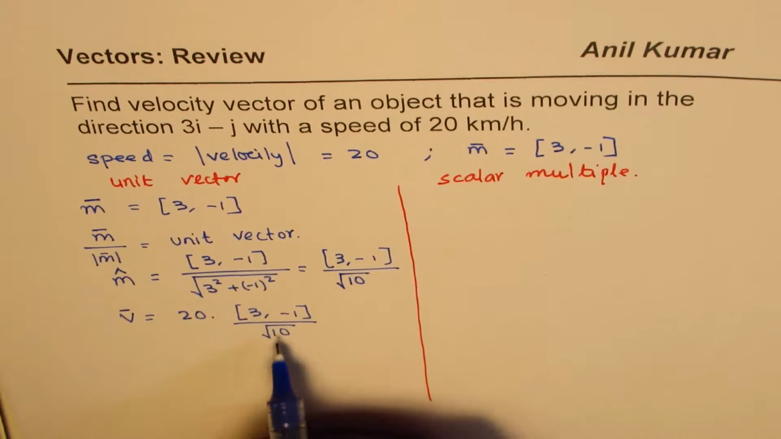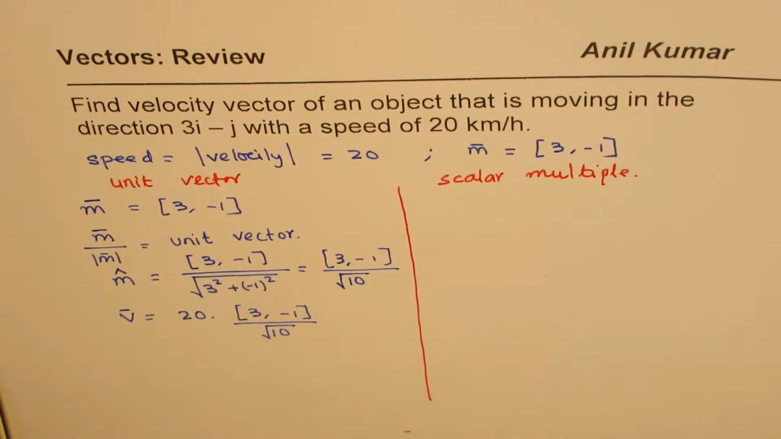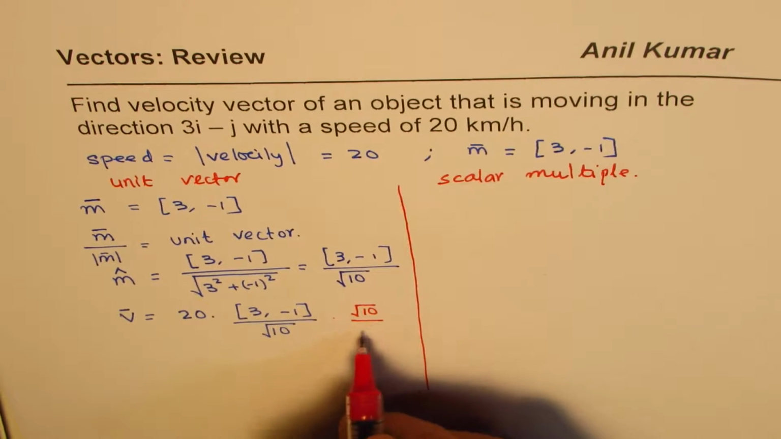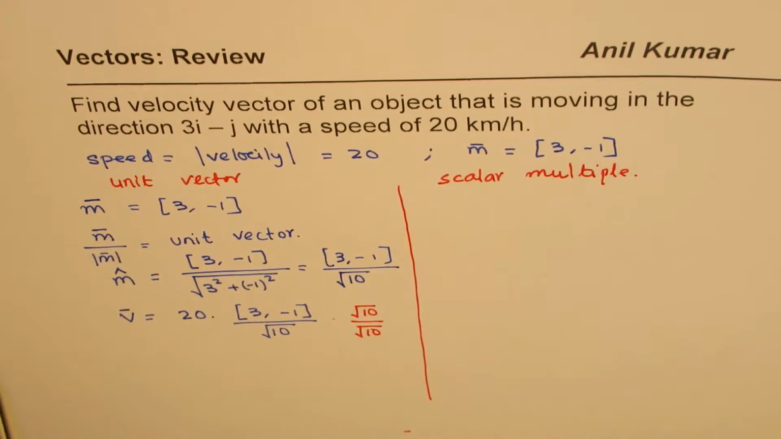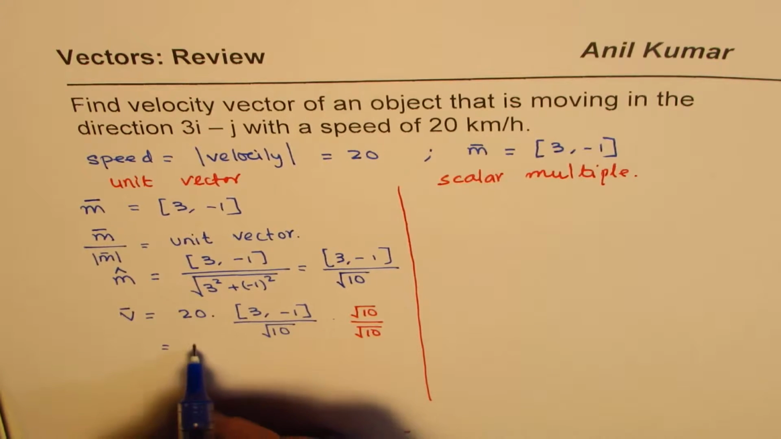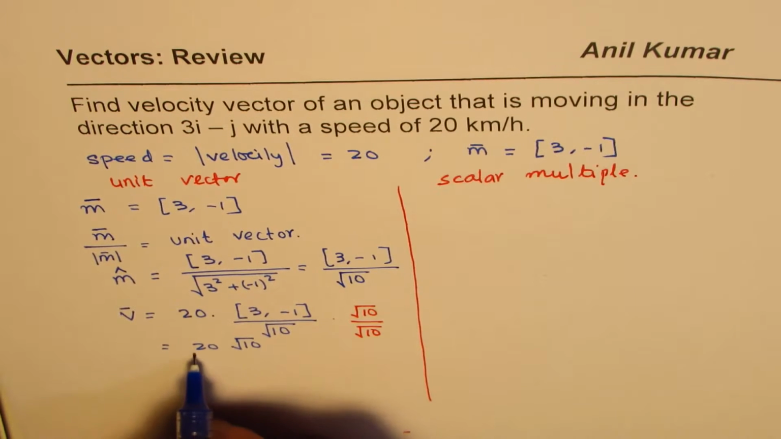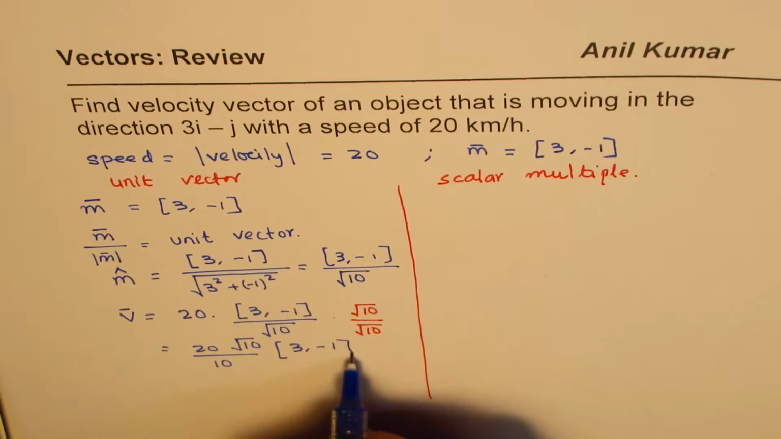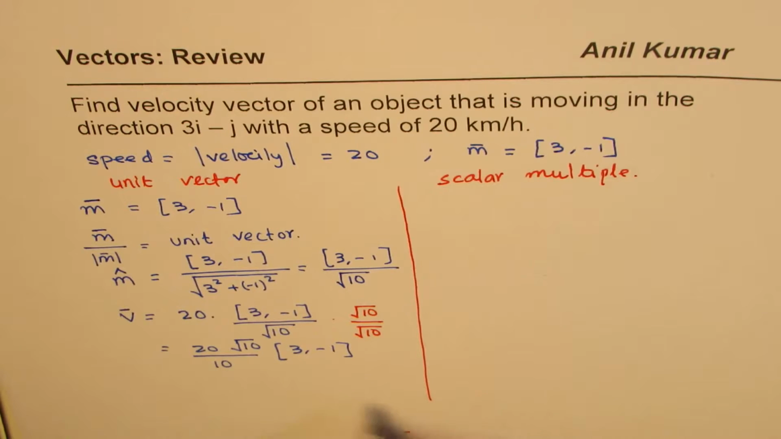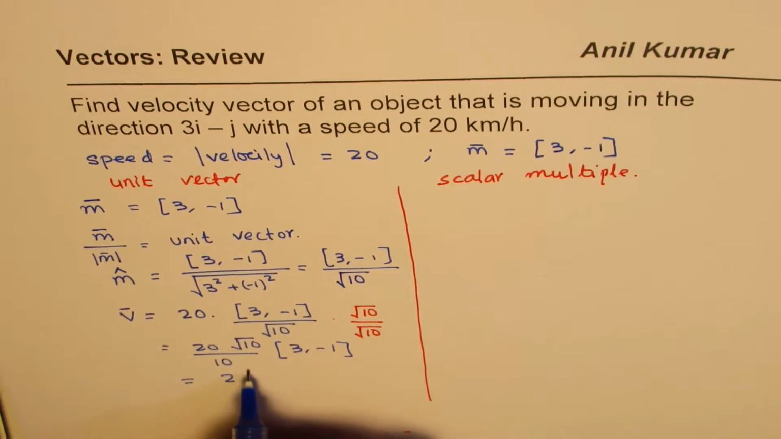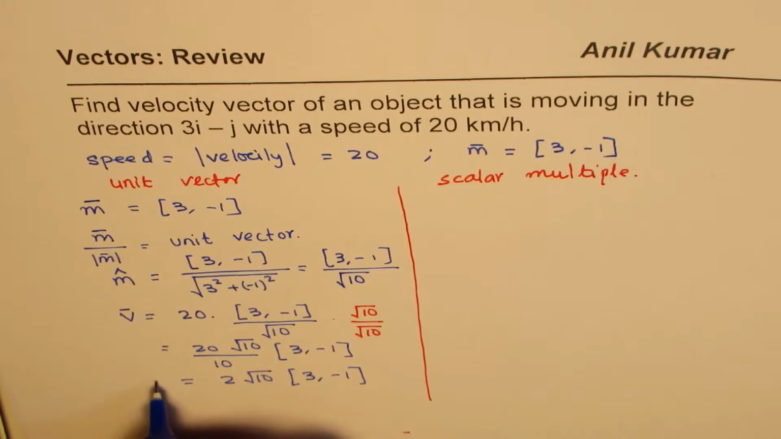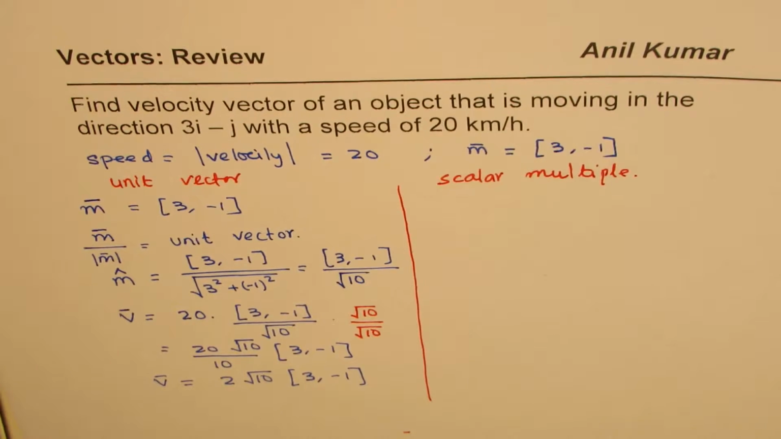Now you can always simplify this, because it's a good idea to rationalize and then write down the result. To rationalize really means that you multiply and divide by the square root of 10. So what do you get? You get 20 square root 10 over square root 10 times square root 10, which is 10, and this is (3, -1). 20 divided by 10 is 2. So we get 2 square root 10 times (3, -1). So that becomes our final answer. That's the velocity vector.